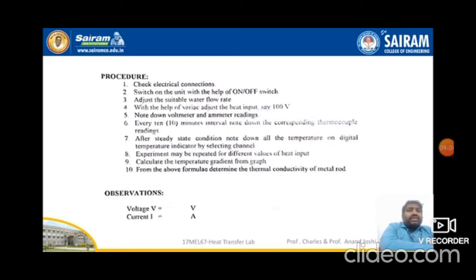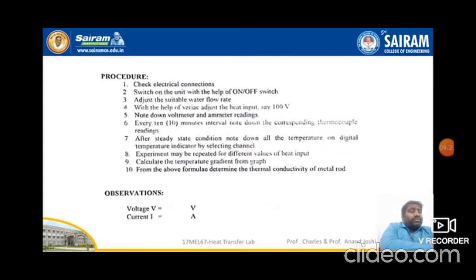Seventh is, after steady state conditions, note down all the temperatures on the digital temperature indicator by selecting the channel. Eighth is that the experiment may be repeated for different values of heat input, and calculate the temperature gradient from the graph. And the last one is, from the above formula, determine the thermal conductivity of the metal rod.